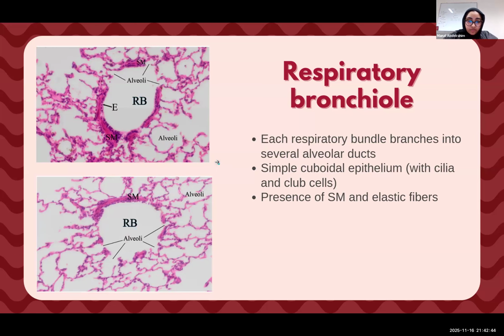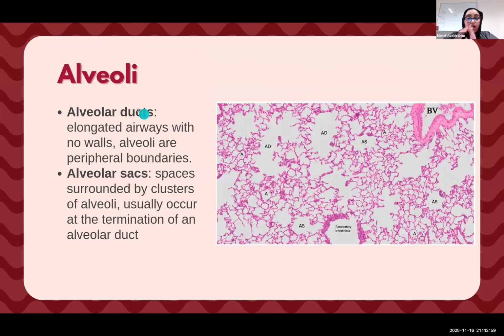Now, the most important part of this is actually in the next slide. Here it's going to be simple cuboidal epithelium with cilia, and it has club cells. Just refer to your manuals for what the club cells are. I think I mentioned them earlier. Now, for the alveoli, we have alveolar ducts, and then they're going to become alveolar sacs. The alveolar ducts are going to become sacs. And there are no walls. The alveoli are peripheral boundaries.